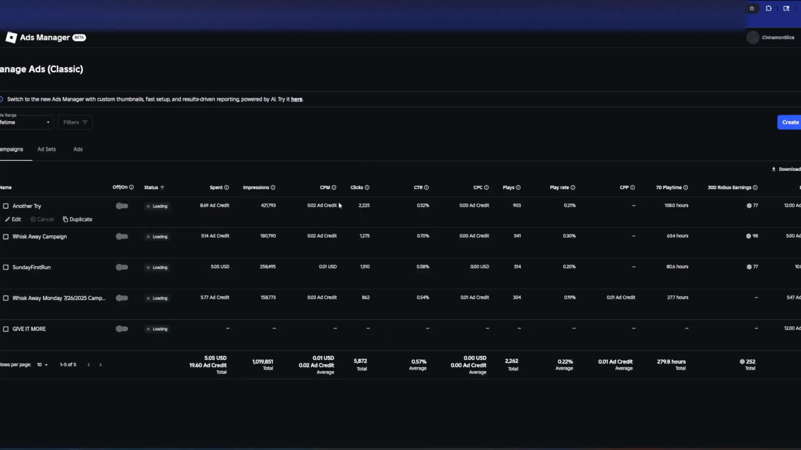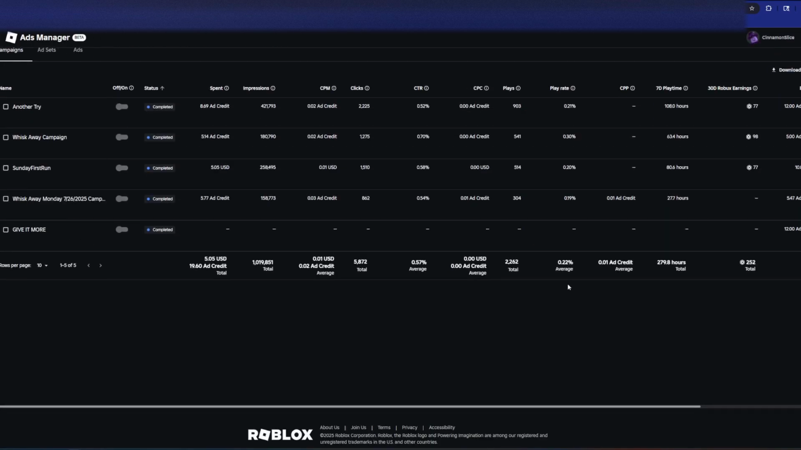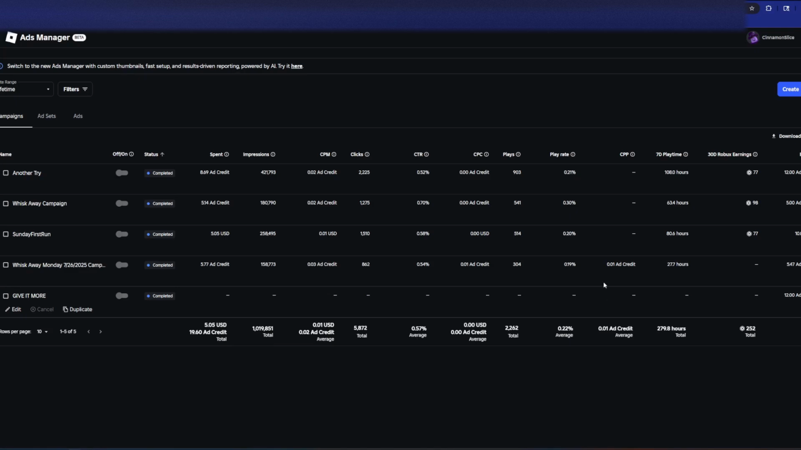Alright, now going to the Roblox Classic ads. This is where I did the bulk of my advertising. As you can see, I spent almost 20 ad credit on the Classic ads, and I did spend 5 USD. And if we do some math, well, we know one ad credit is 285 Robux. So doing the math, that's around 5,500 Robux plus $5 USD, which is honestly not that much.